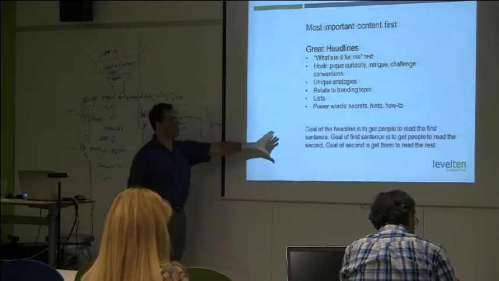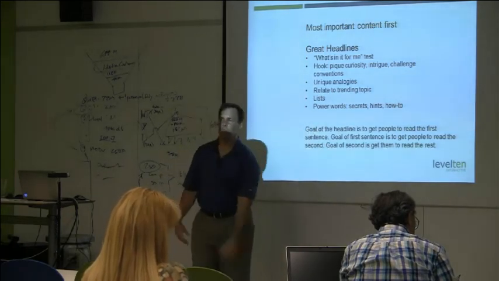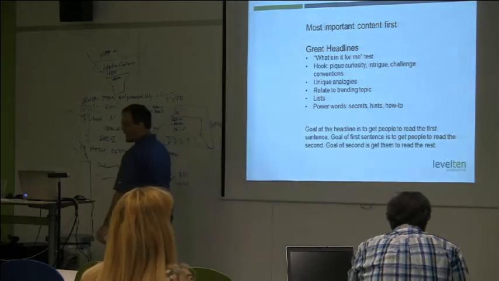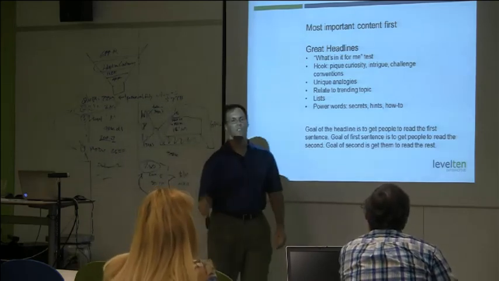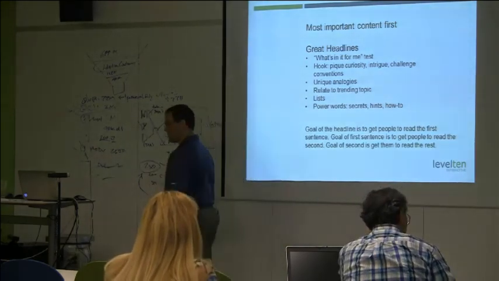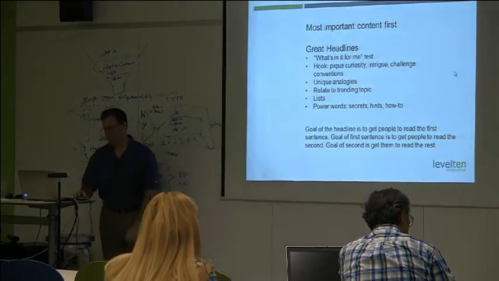So this is the most important overriding thing to remember, is that the goal of the headline is to get people to read the first sentence. The goal of the first sentence is to get them to read the second, and then the goal of the second is to get them to read the rest of the article. Very different than how we were taught to write essays in high school.